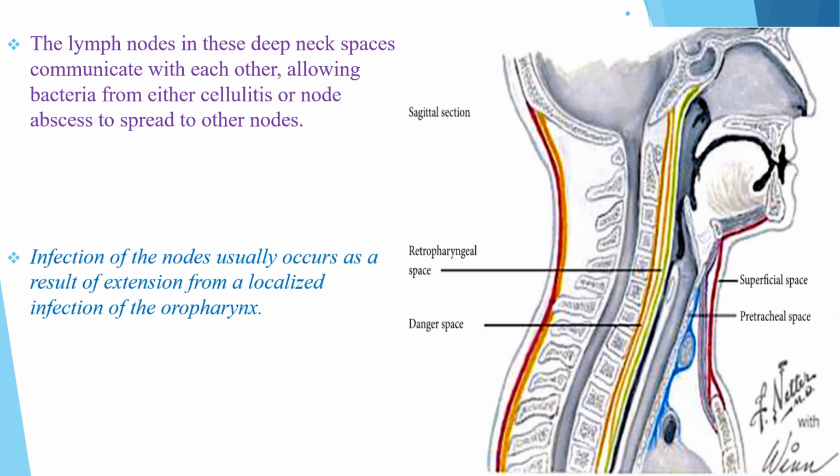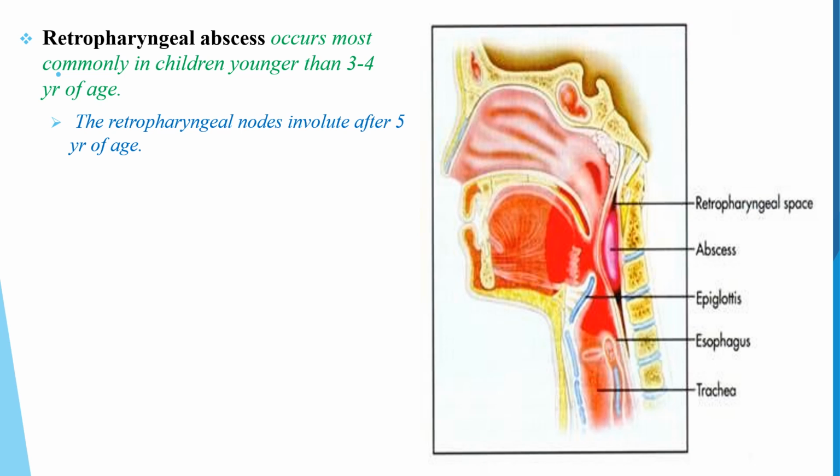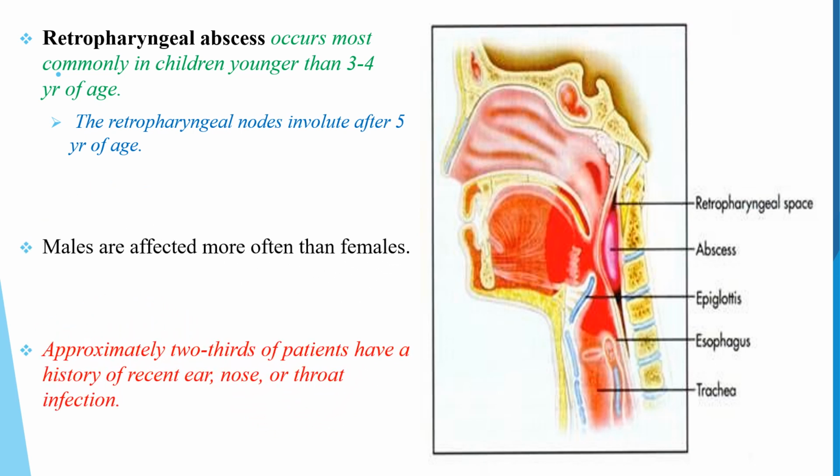Infection of the nodes usually occurs as a result of extension from a localized infection of the oropharynx, and retropharyngeal abscess occurs most commonly in children younger than 3 to 4 years of age. This is because after 5 years of age, the retropharyngeal nodes are no longer involved. Males are affected more often than females, and approximately 2/3 of patients have history of recent ear, nose, or throat infection.